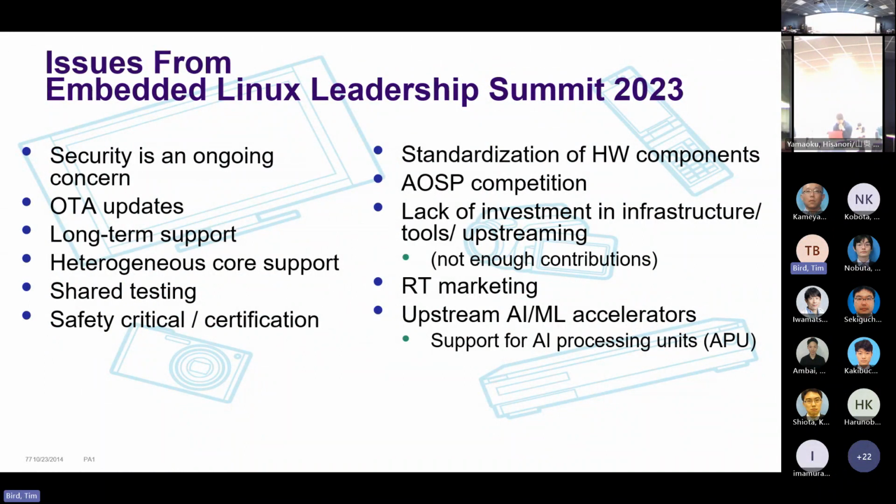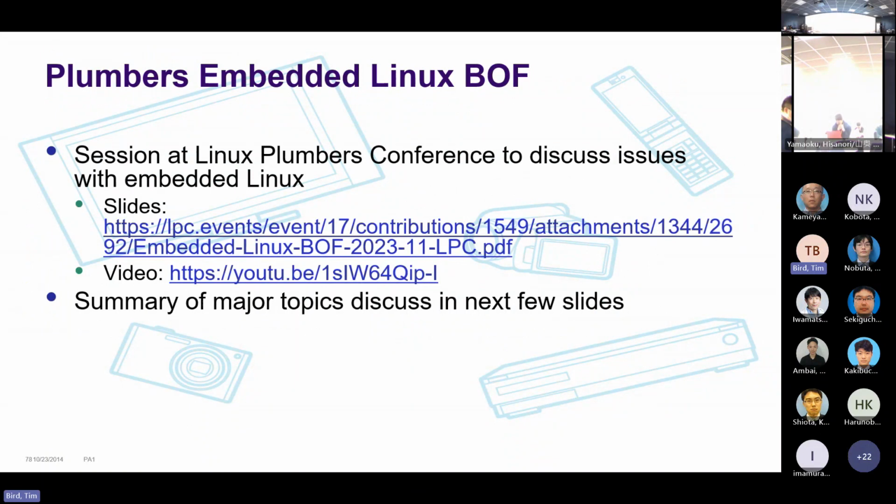Security, over-the-air updates, long-term support, heterogeneous core support, shared testing, safety critical and certification, and you can see all the others. These are things that we still think we need to work on in order to make embedded Linux better for everyone. And then at Plumbers, which was in September, we had an embedded Linux BOF. I have a summary of all the major topics we discussed in the next few slides, but I'm going to zip over those.